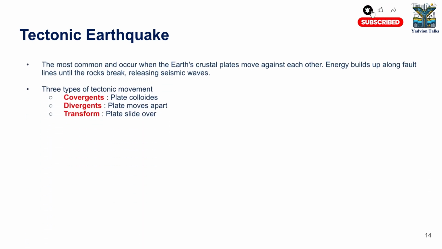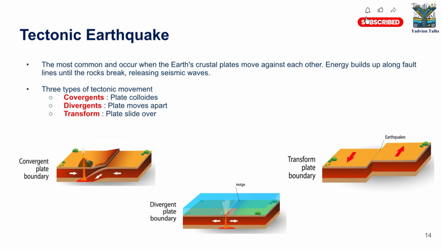The most common occur when the earth's crust plates move against each other. So there are three types of tectonic movement: convergent, where the plates collide; divergent, where plates move apart; and transform, where plates slide over, as you can see in the figures.